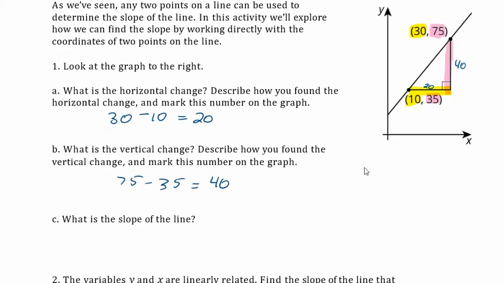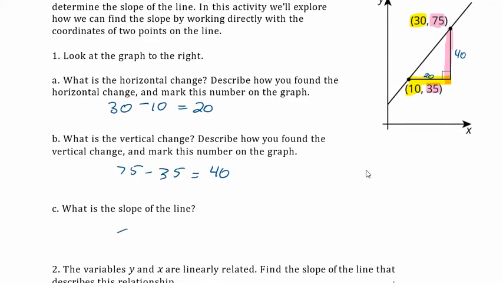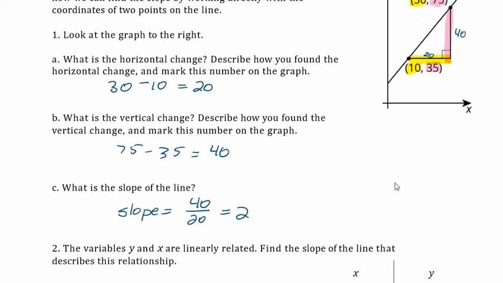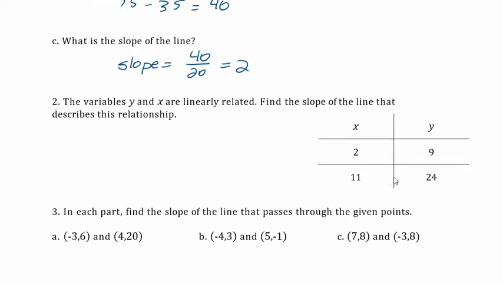Those are the only 2 pieces of information we need to determine the slope of the line. The slope is the change in y over the change in x. And we just divide those and we have a slope of 2. Notice this line is moving, if we go from left to right, in an upward direction, so that should be a positive slope. That corresponds with that.